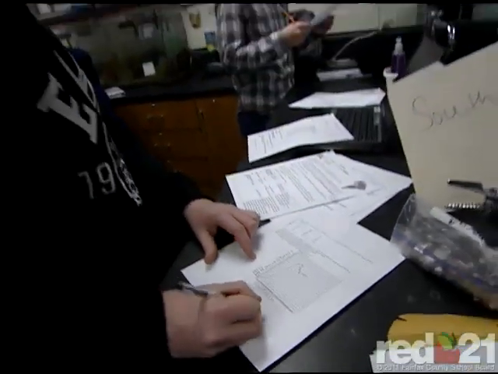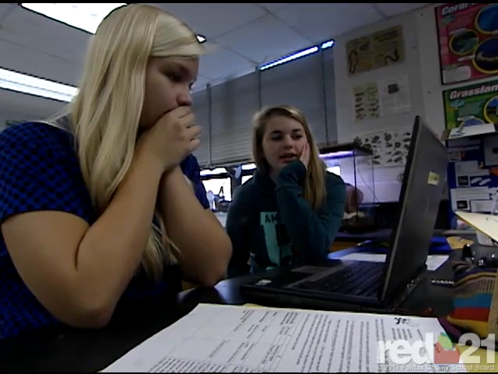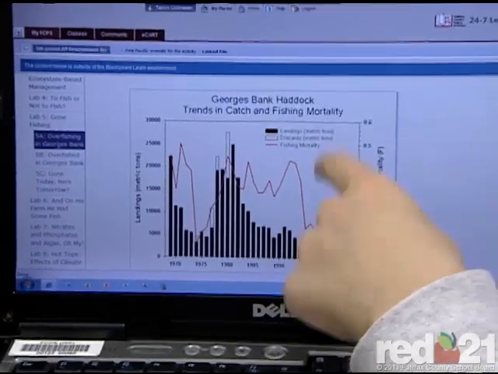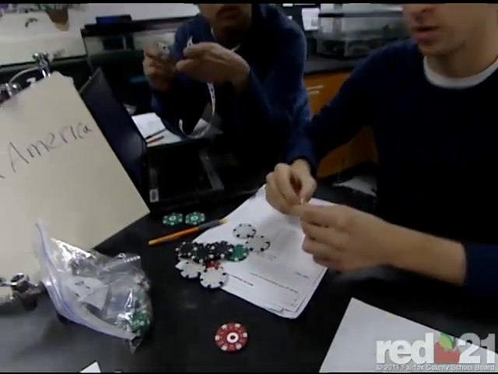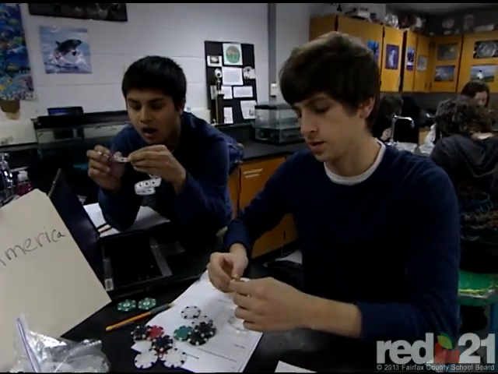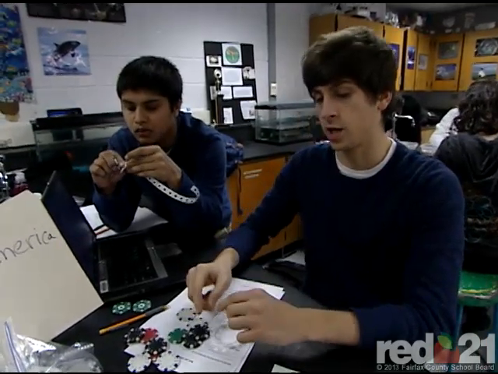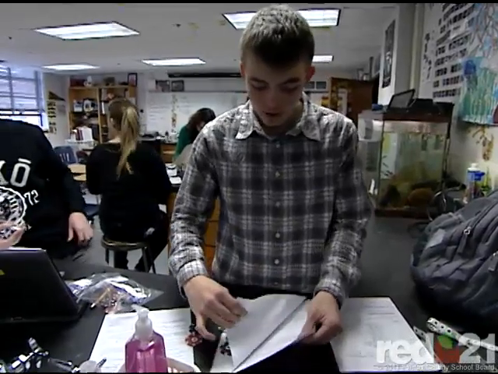When you differentiate by readiness, it's really important that the kids still really do the same thing, except the challenges associated with the activity would be appropriate for the readiness level that they are at. So we're taking these little stickers. These poker chips are supposed to represent animals in the wild. So we take these little stickers and we stick them on them as if we mark them. And this is supposed to help you determine the population.